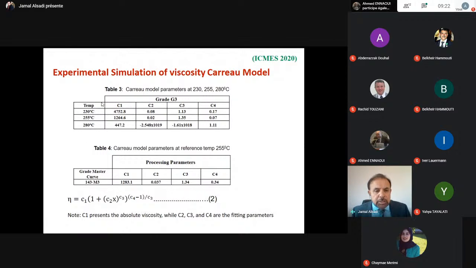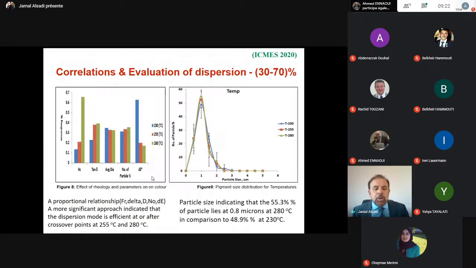Also here, this is the value for the experimental simulation of the Cario model at 255. These are the values of the parameters I mentioned, which help us get the proper viscosity. We can work with these parameters, and this is also the model for the master curve with the parameters, and this is the formula for the viscosity model.